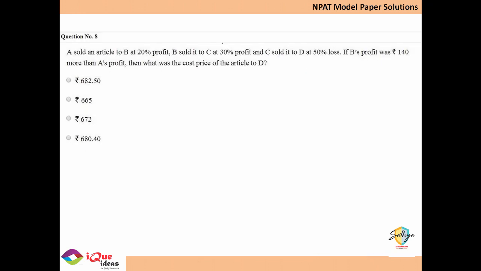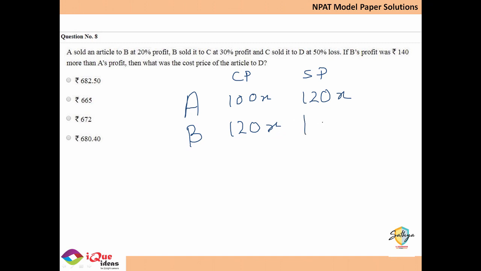Moving ahead. Now, profit and loss is always an easy kind of a problem to solve if you take the percentage values. So it says that A sold an article to B at 20% profit, right? So let 100x be the cost price for A. So he sold it at 120x. So B purchased it at 120x and sold it to C at 30% profit. So 30% over 120 is an addition of 36. So this becomes 156x. So C purchased it for 156x and sold it at a loss of 50%. That means half of 156.